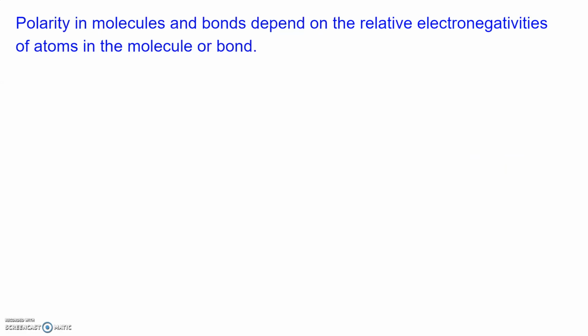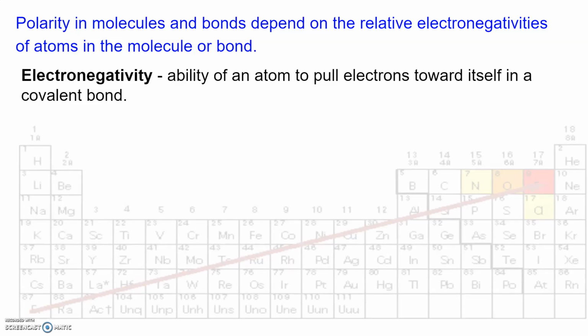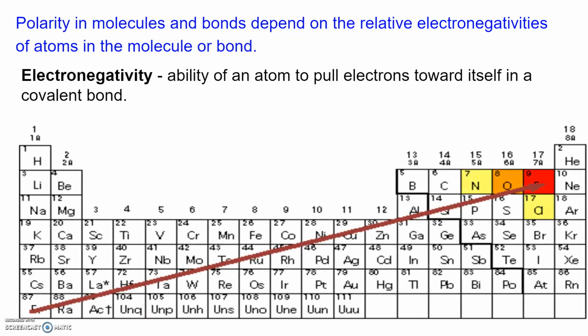Okay, so the next thing I want to talk to you about is electronegativity. The reason that's important is because polarity in molecules and bonds depends on the relative electronegativities of the atoms in the bond. Remember, electronegativity is the ability of an atom to pull electrons towards itself in a covalent bond. In the periodic table, the elements that are more electronegative are found on the right, where fluorine is, and then up, where fluorine is as well.